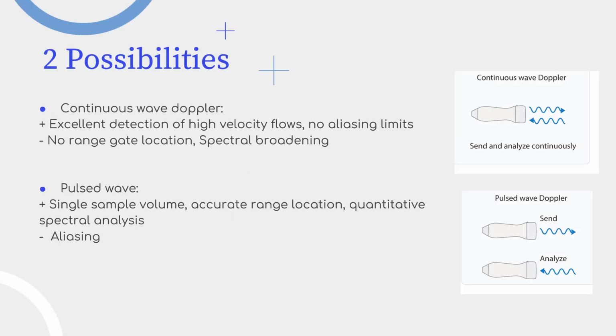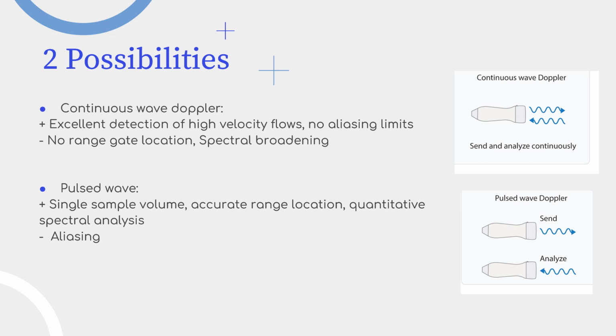We have two possibilities to measure Doppler effect. First, use continuous wave Doppler, where the transducer includes a continuous wave generator and a receiver that detects the change in frequency, Doppler shift, which results from reflector motion. The advantages of this transducer are an excellent detection of high-velocity flows and no aliasing limits, and the disadvantages are the fact there is a spectral broadening and there is not a range gate location.